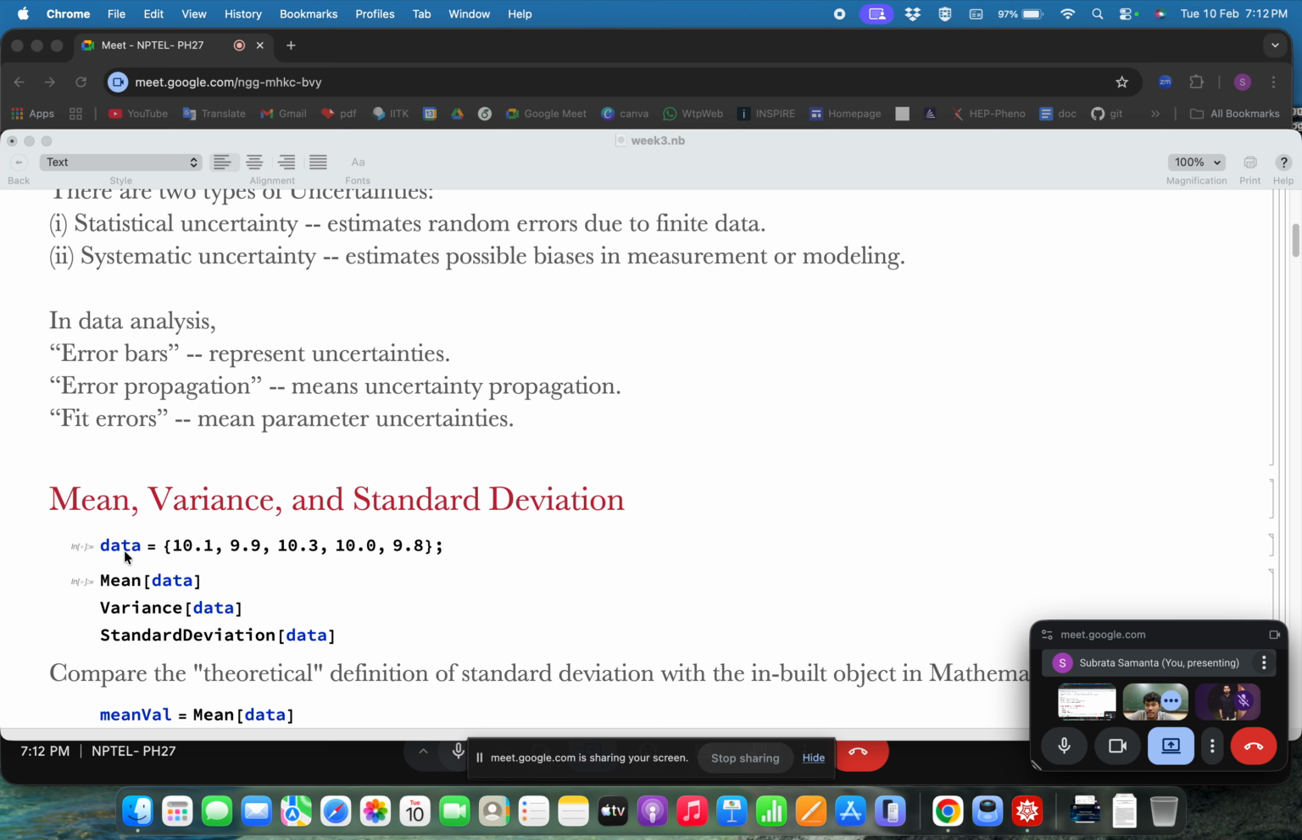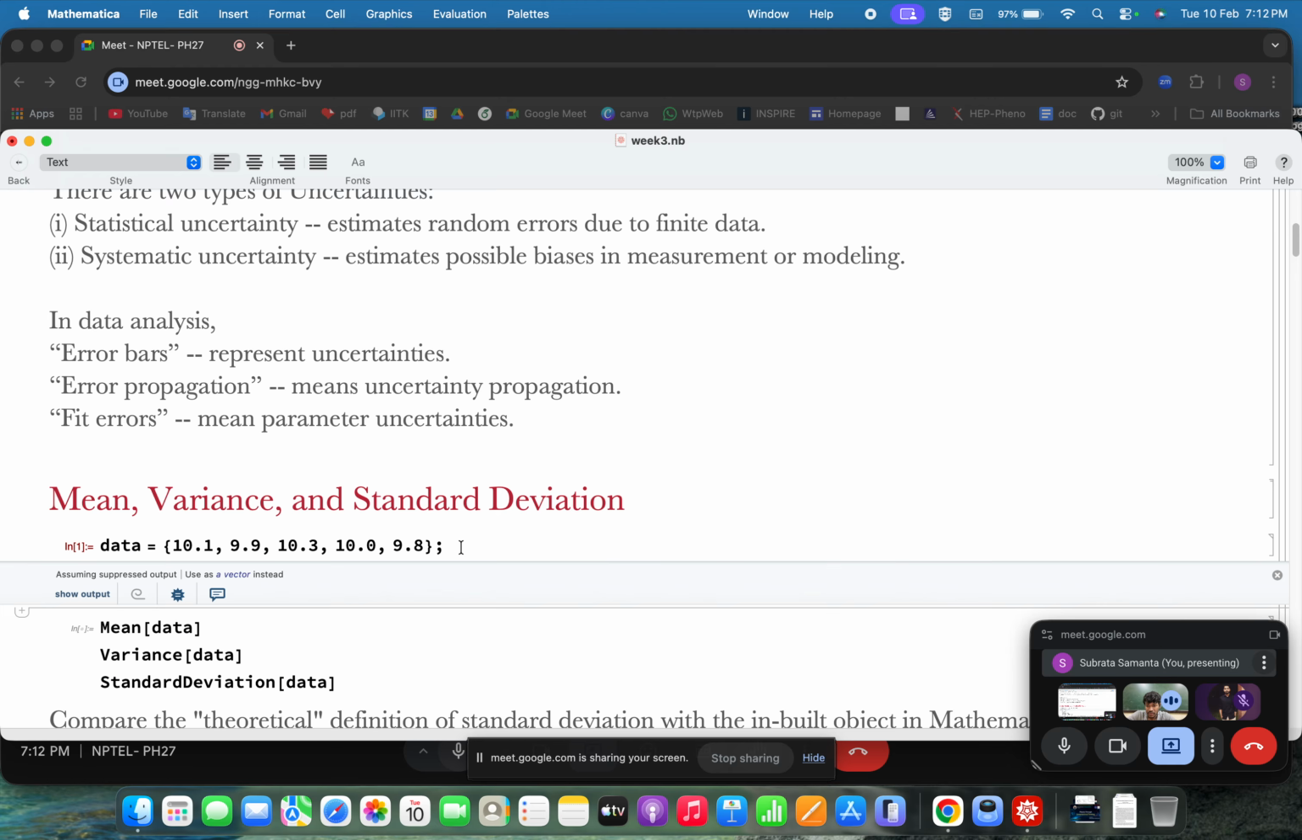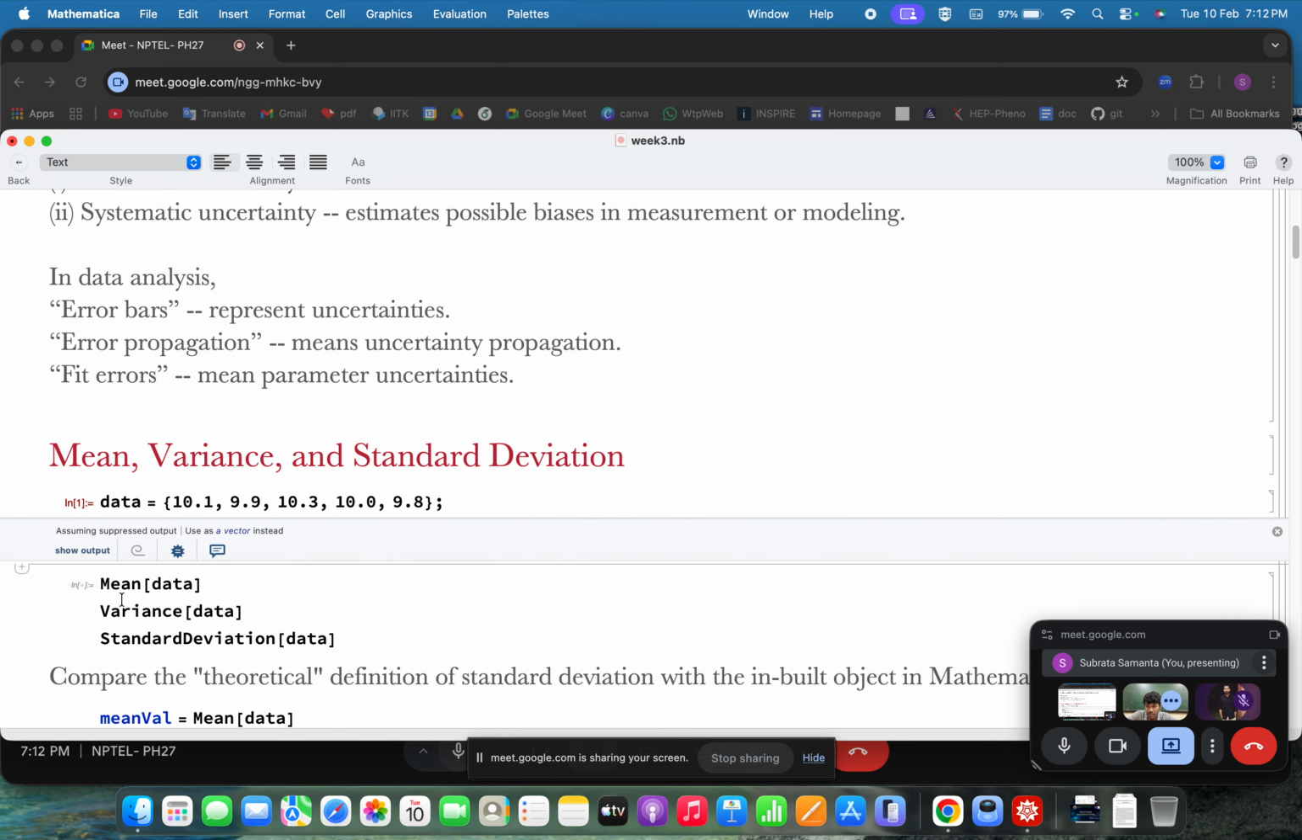So let's say I have a data set where I have only 5 data points: 10.1, 9.9, 10.3, 10, and then 9.8. So I choose this data set. Now I calculate the mean of this data, the variance and the standard deviation. These are the functions inbuilt in Mathematica. So this calculates the mean.